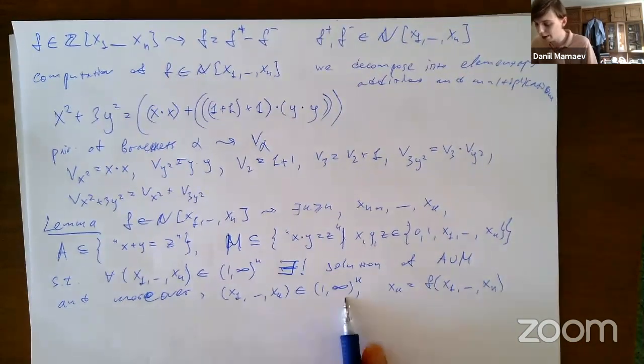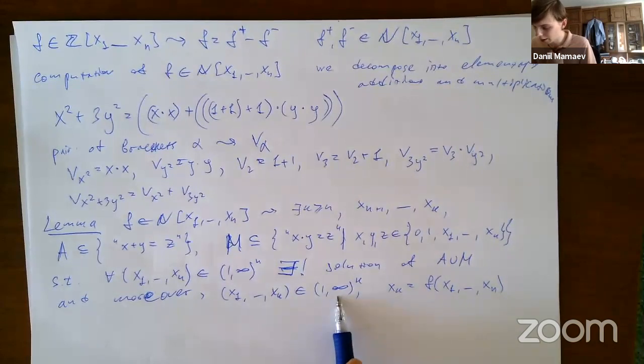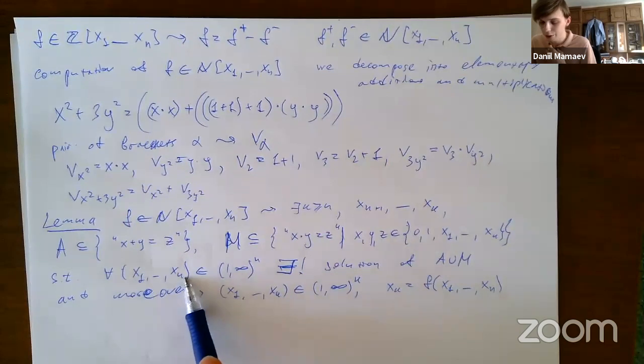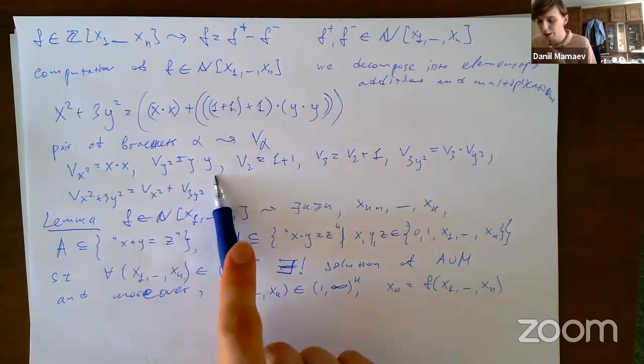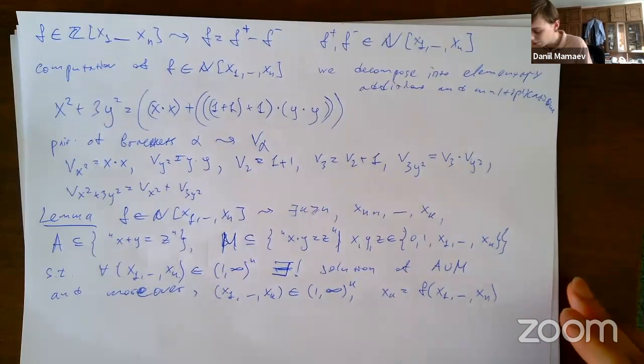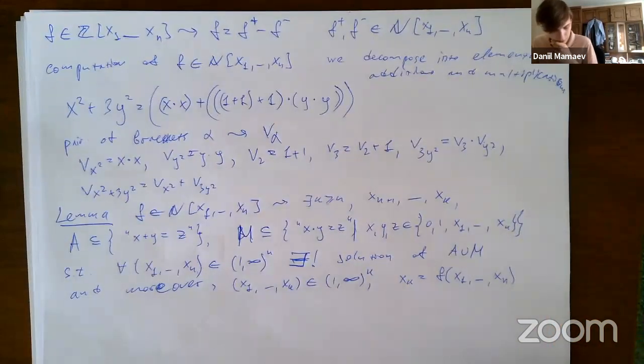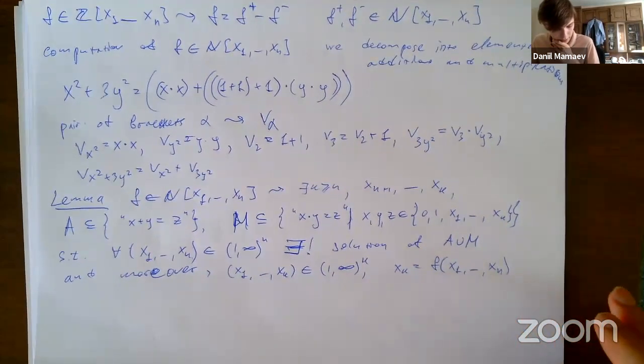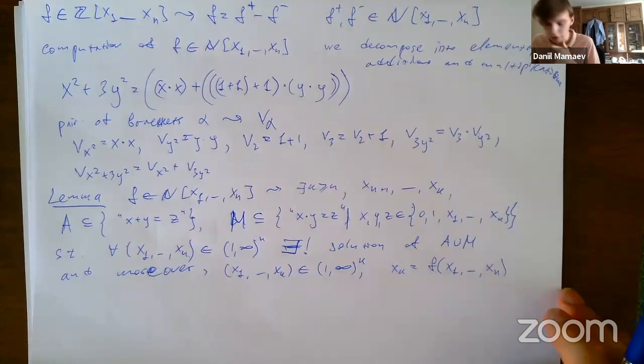Well, yeah, it's what we did. Why are they all greater than 1? Because our initial numbers were greater than 1, and what we do is we add something or multiply something. And if you do it with numbers greater than 1, then you get again a number greater than 1. So we've just proved the lemma. Okay, are there any questions about this lemma?